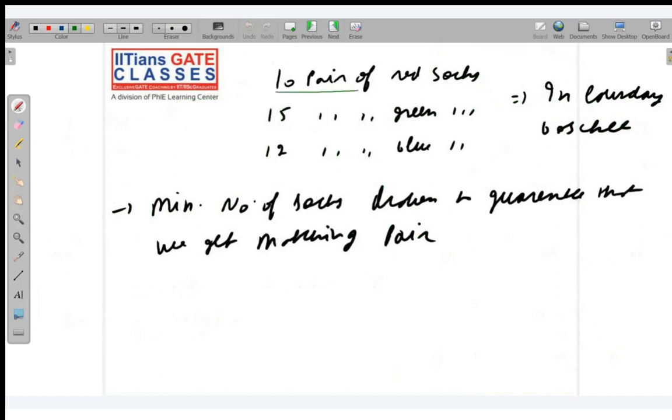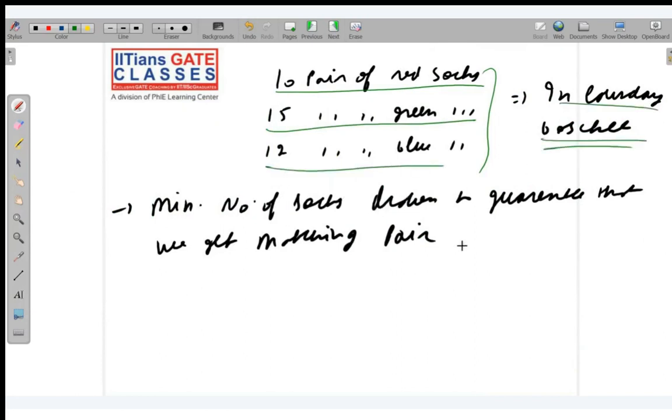So now we are saying 10 pairs of red socks we are having, 15 pairs of green socks we are having, 12 pairs of blue socks we are having in a laundry basket. So we have a laundry basket, and in that we have different pairs of socks, and obviously all of them are mingled up. You cannot say that the 10 pairs are separate, 15 pairs are separate. You have just put them in the laundry basket. So by common sense you will say everything is mingled up.